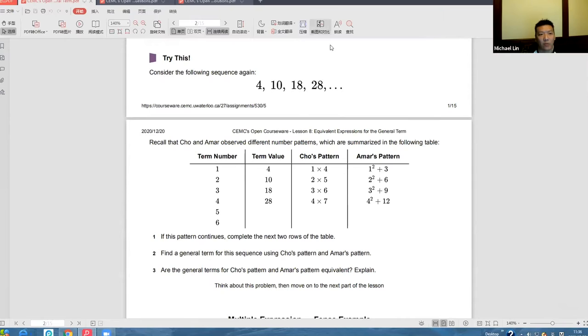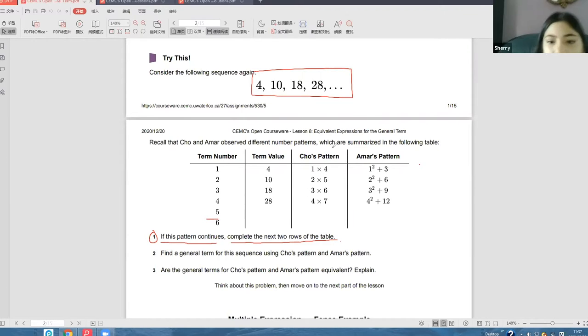So again, we have Cho's pattern and we have Amar's pattern. Both of them work for this sequence. They're both correct, okay? It says if this pattern continues, complete the next 2 rows of the table. So who can help me complete the next 2 rows of the table first? Who can tell me what's my value for term number 5? Yep, Sherry. 5 for Amar's pattern.